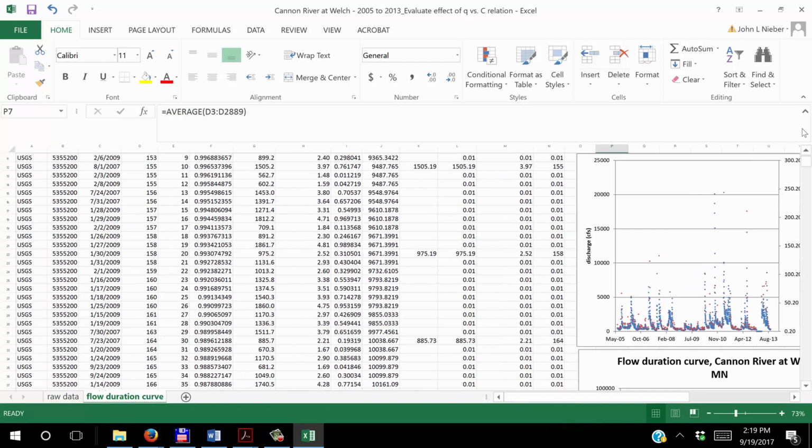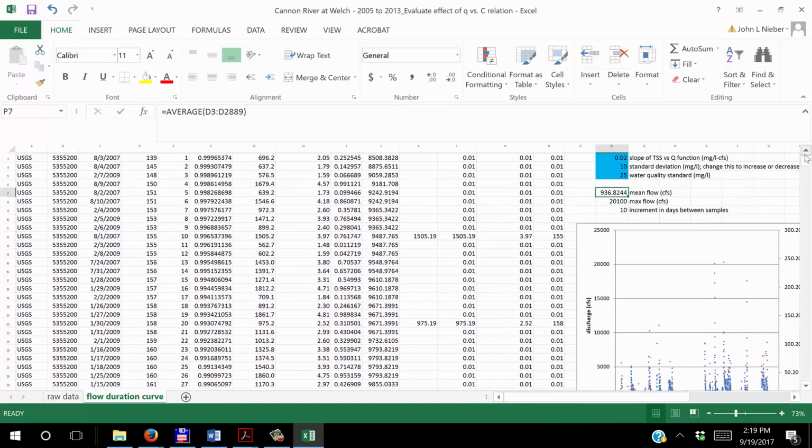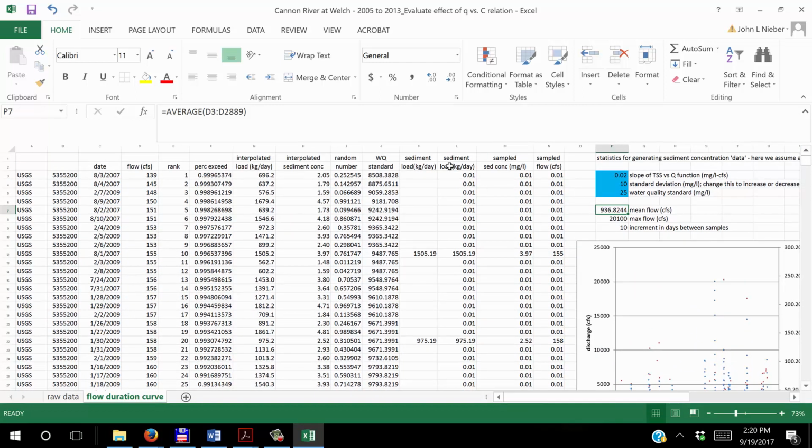Okay. All right. So now the sediment load is calculated by taking the sediment concentration, in this case 3.97 for this one, multiply 3.97 times 155, and then we do the units conversion to give us kilograms per day, and that value is 1505. Take 158, multiply by 2.52, the units are kilograms per day at 975.